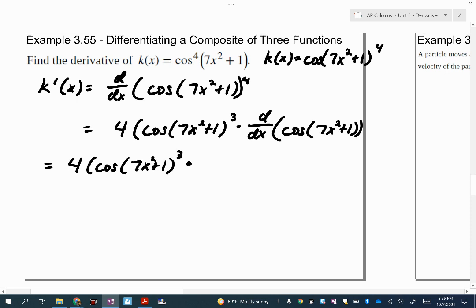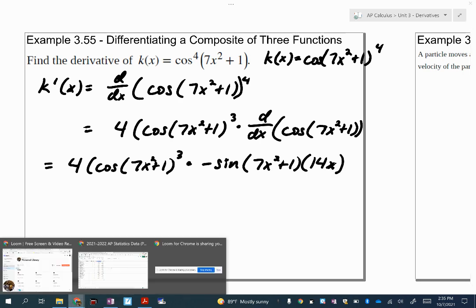All right, times the derivative using the chain rule again, a second chain rule. The derivative of cosine is negative sine, but I'm going to evaluate that at 7x squared plus 1. And then don't forget to multiply that by the derivative of that inside piece, which is 14x, and that's it.